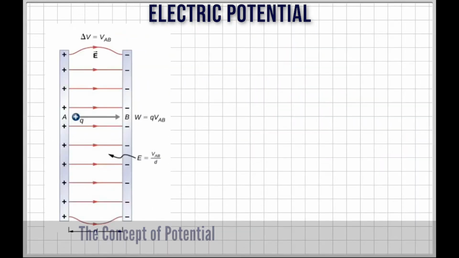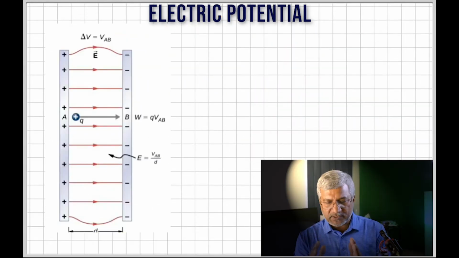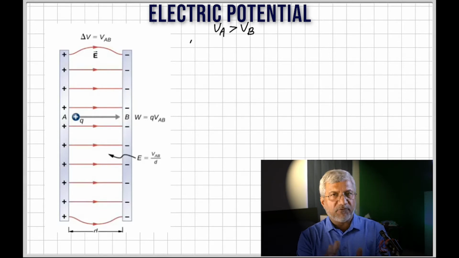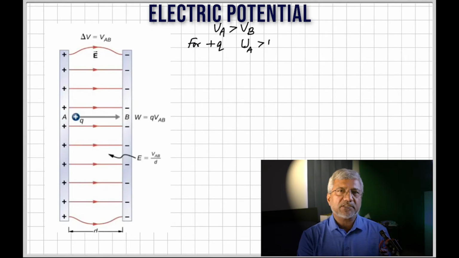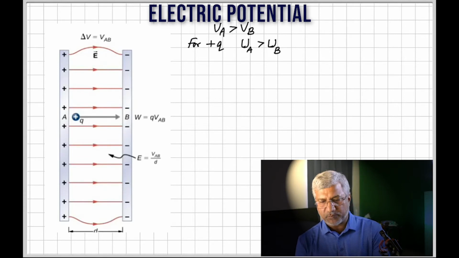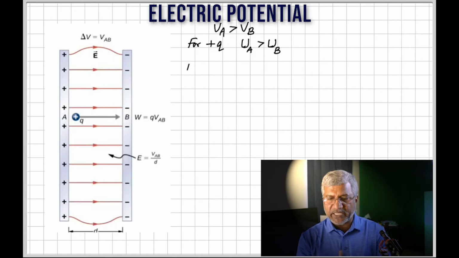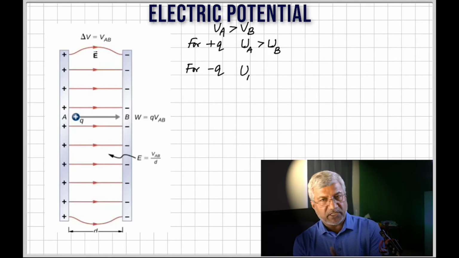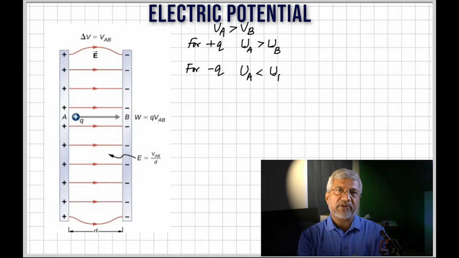We looked at this setup once, but I just wanted to remind you of another thing. Okay, we already know that the voltage at A is greater than the voltage at B, and for a positive charge, the potential energy at A is greater than the potential energy at B, but for a negative charge, it's the other way around. Potential energy is greater at B than at A.